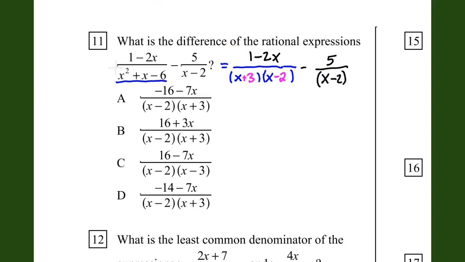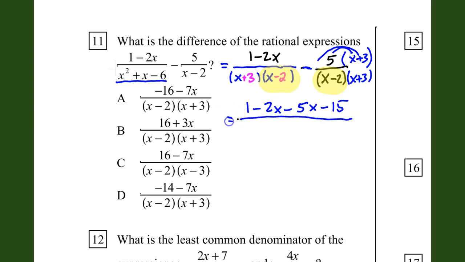So you'll notice that two of them already match, which makes this problem a lot shorter and easier. So that just means the right-hand side needs the x plus 3 on the top and bottom. Like that. So same denominator now. So we'll have 1 minus 2x, and we'll have minus 5x, right? Be careful here, it's going to be minus 5 times 3, so minus 15. All over our denominator.